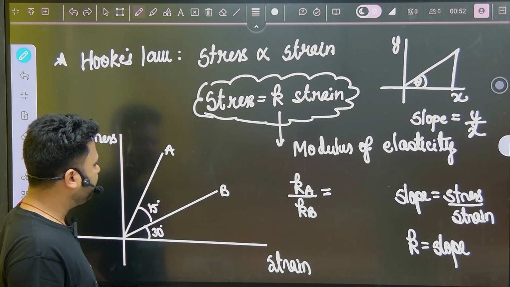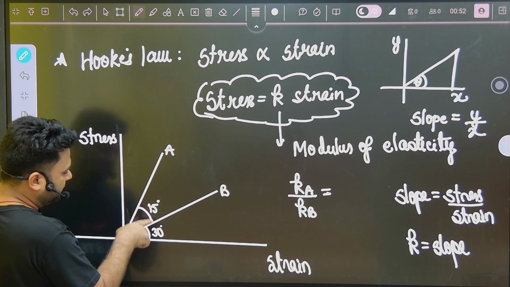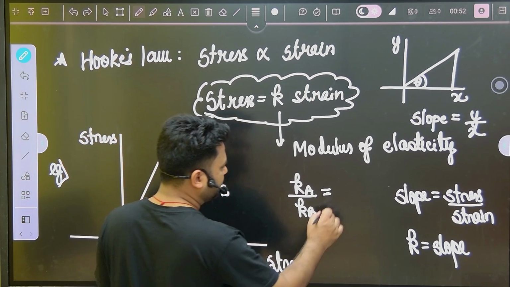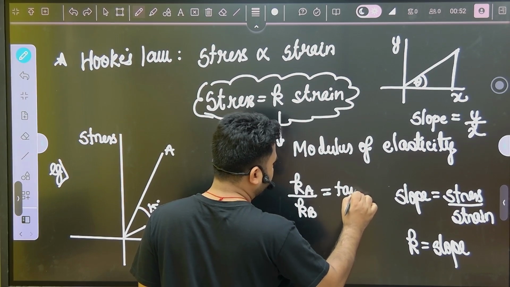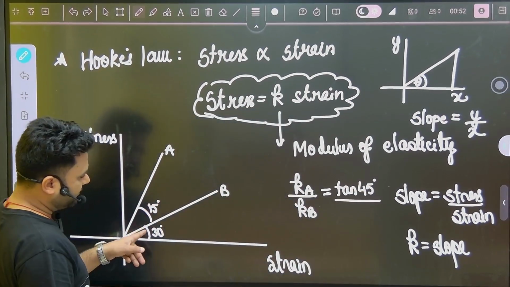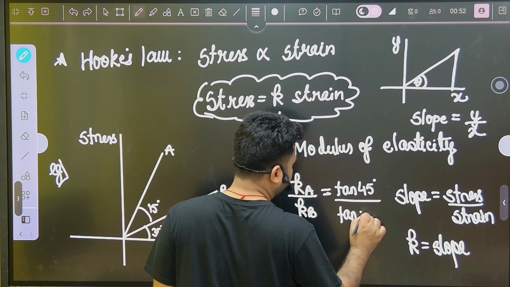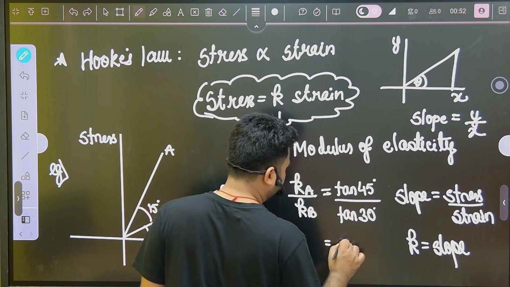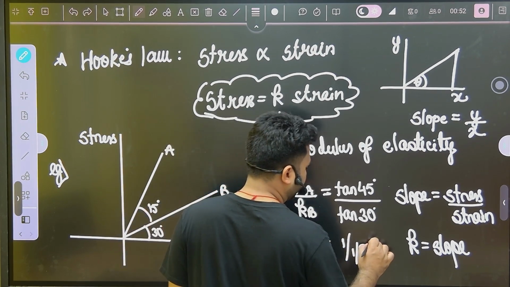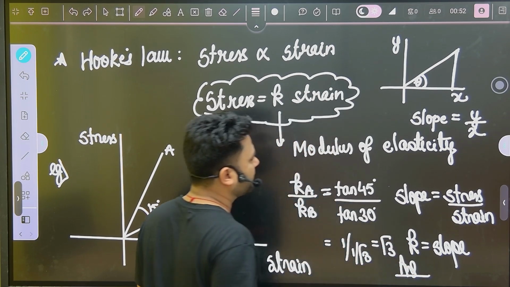To find the K value of A, we find the slope of A. Slope of A: 30 plus 15, 45 degrees. Slope formula is tan theta, so tan of 45 degrees. This is the slope of A. Slope of B is 30 degrees, so tan of 30 degrees, which is 1 by root 3. So finally the answer will come as root 3. This will be the answer. Correct?